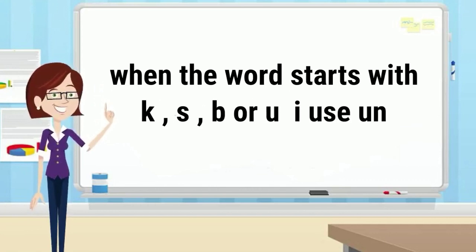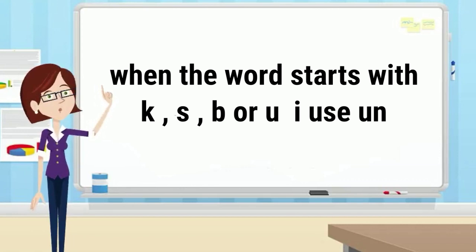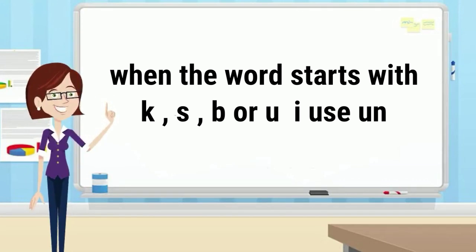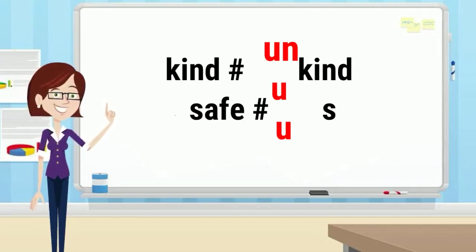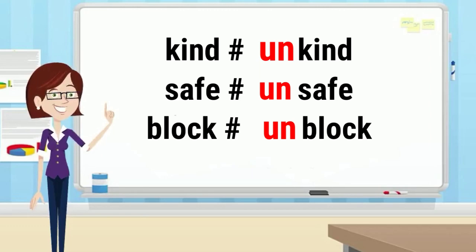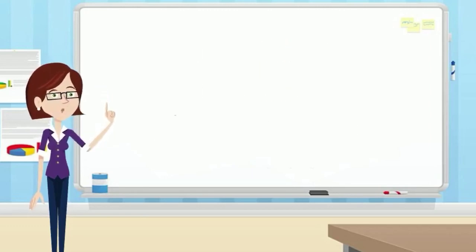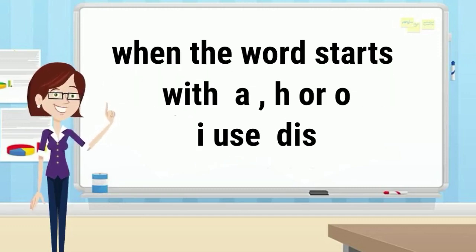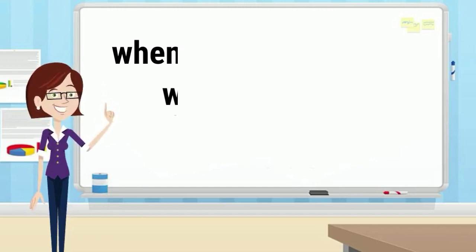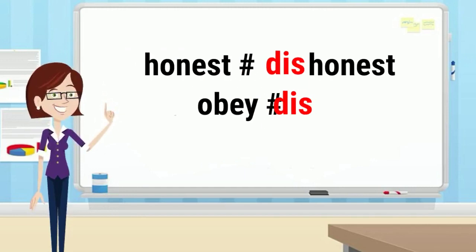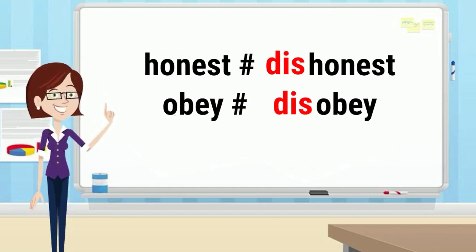When the word starts with K, S, B or U, I use un. Kind, unkind, safe, unsafe, block, unblock. When the word starts with A, H or O, I use dis. Honest, dishonest, obey, disobey.